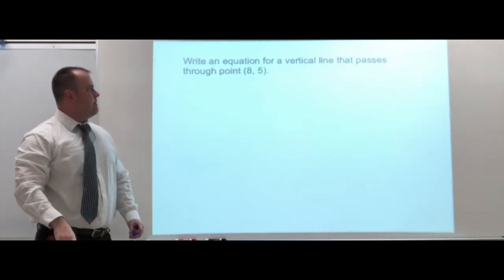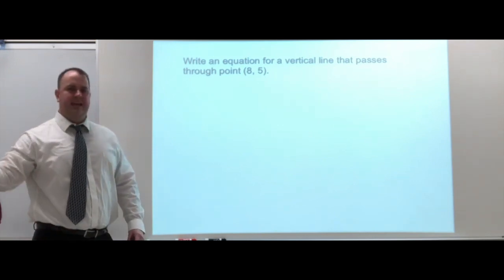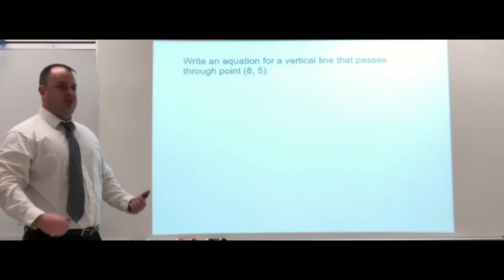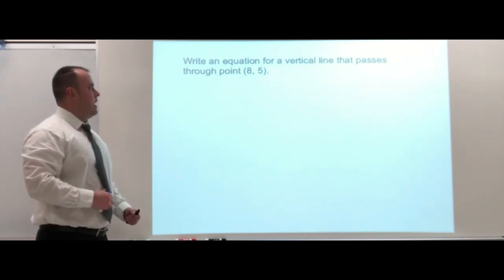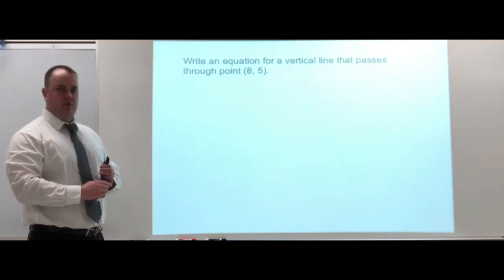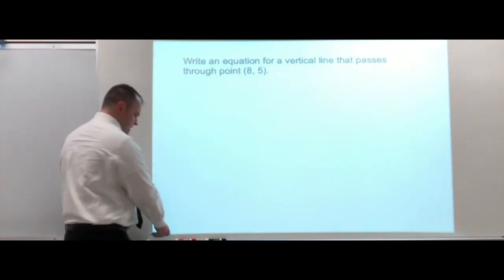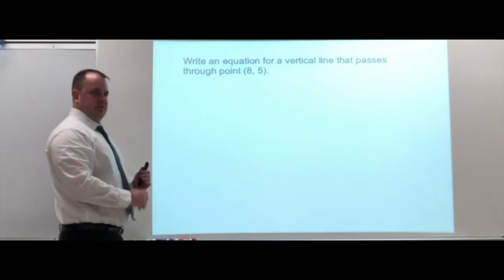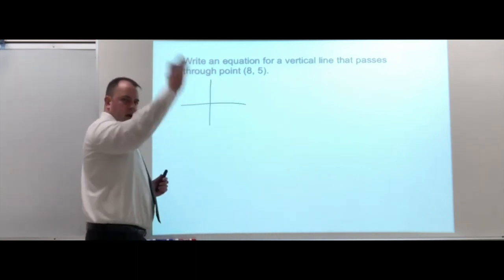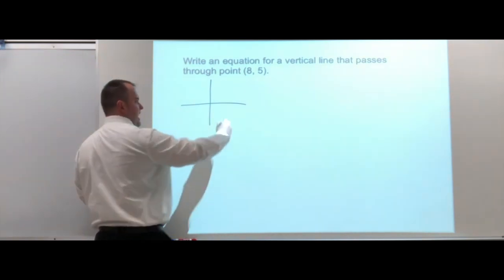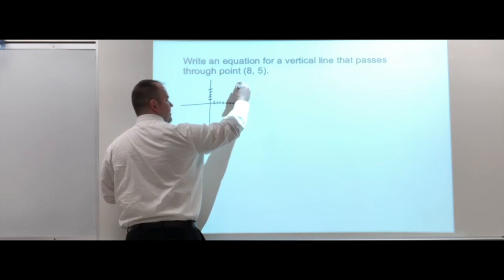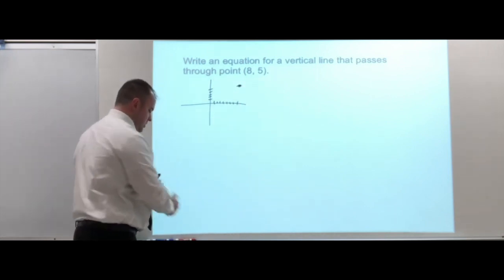Okay, write an equation for a vertical line that passes through point (8, 5). This is a little different. Your equation is not going to be slope-intercept form. So instead of doing calculations to solve this, think about what that looks like. Vertical line, up and down, and it goes through point (8, 5). So there's the point it goes through.